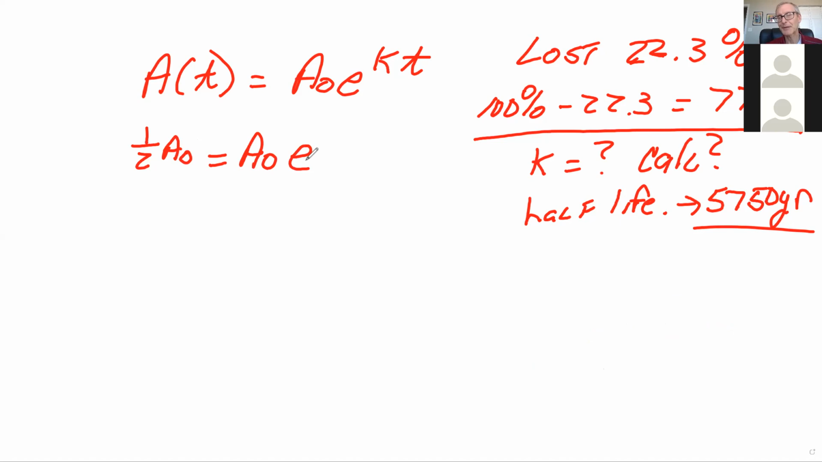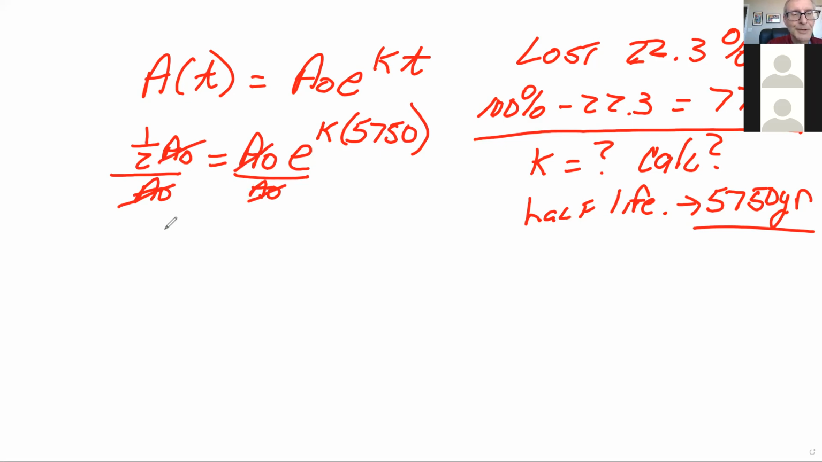Same theory, right? Now we plug in E. We don't know what K is. We need to calculate that, right? And so that would be 5,750 years. Any questions on that setup? So, same strategy. Divide each side by A0. So you end up with 1/2 equals e to the 5750 times K. Guess what you do?